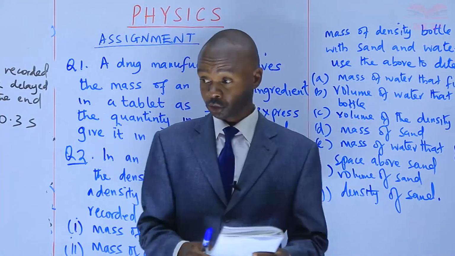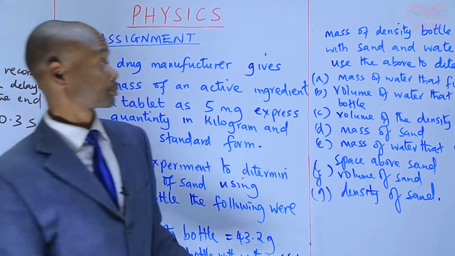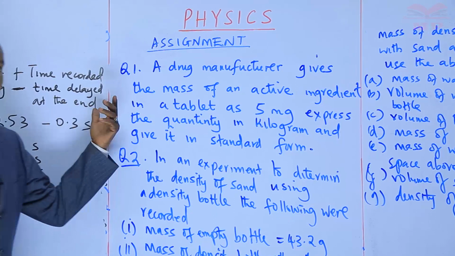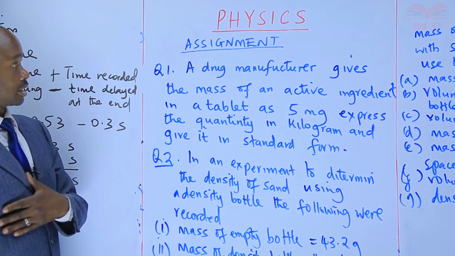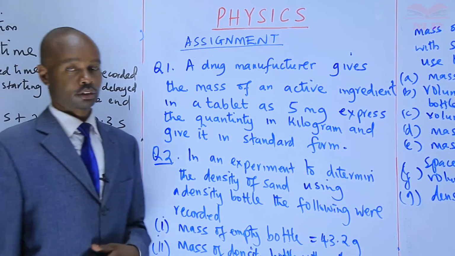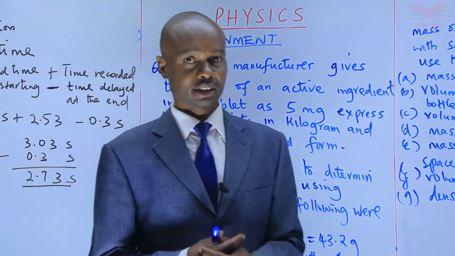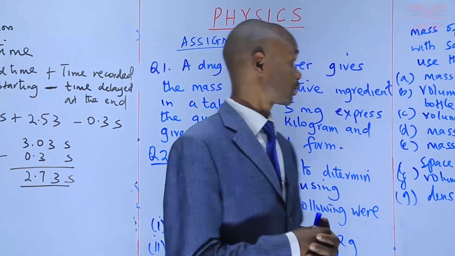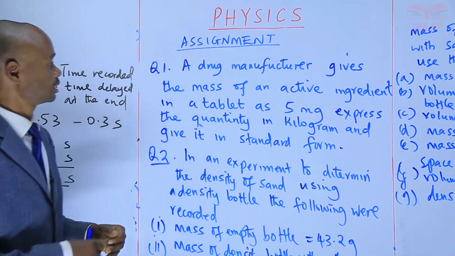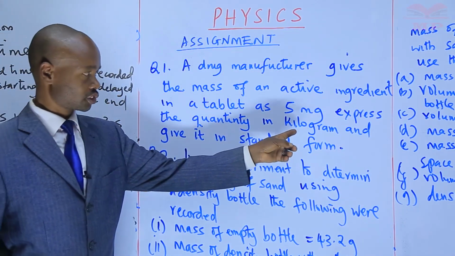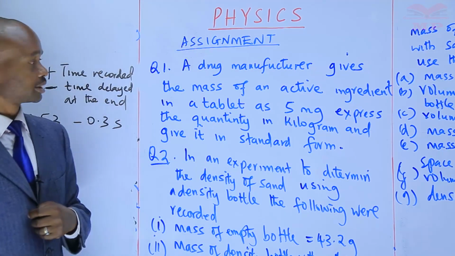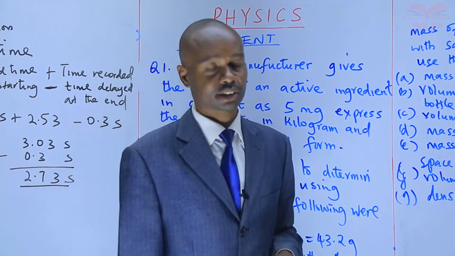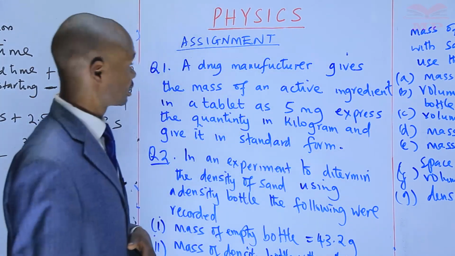So those are the questions, and we shall go through them before you go and work them out. Question 1. A drug manufacturer gives the mass of an active ingredient. Active ingredient means the ingredients that will help you to heal if you have a certain disease in a tablet as 5 milligrams. Express the quantity in kilogram and give it in standard form.